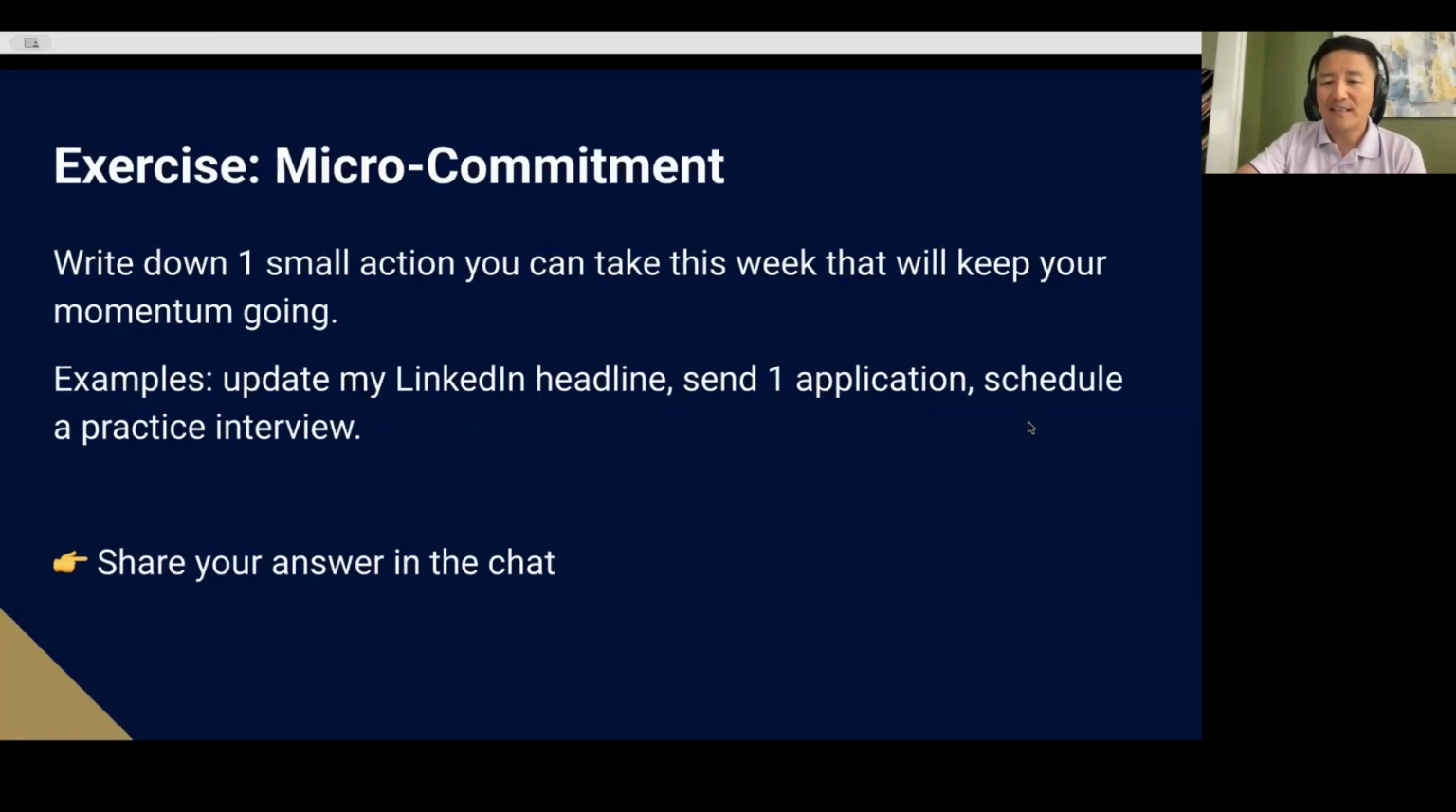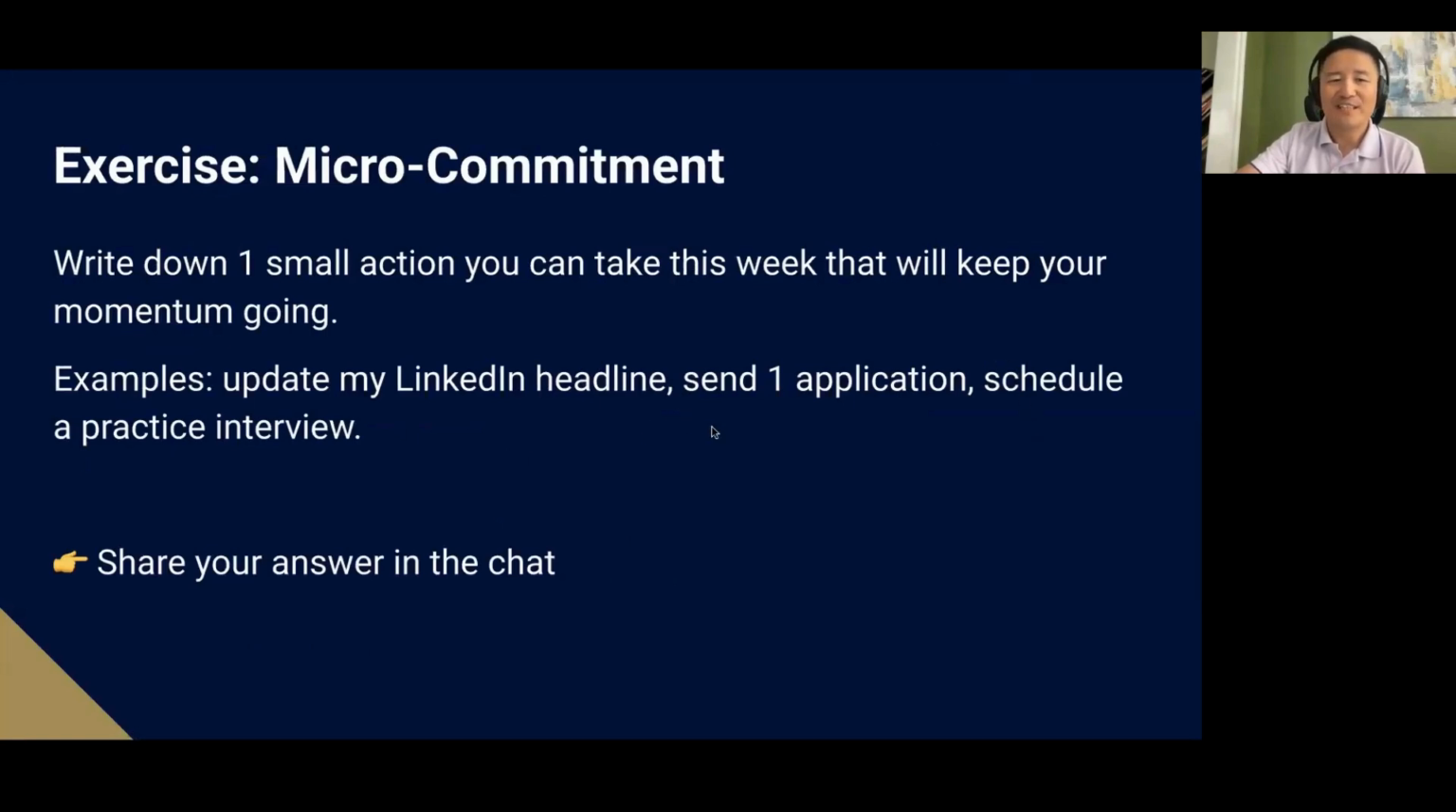So the last exercise, I promise, for this session: micro commitment. Now think about, okay, I'm going through the whole process, I know from step 1 to step 7. I want you to write down one small action you can take this week that will keep your momentum going. Get you started. What's the one thing you can do this week? A small action you can do today, right? For example, I'll just go update my LinkedIn, I'll send one application, I'll schedule a practice interview, or I'll take some AI training. Put it in the chat. Let's start today, right?